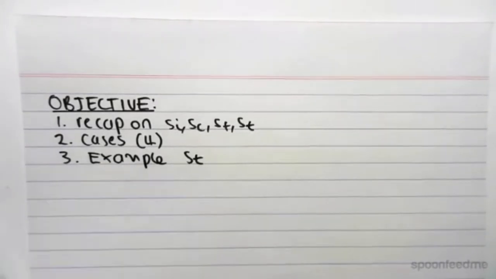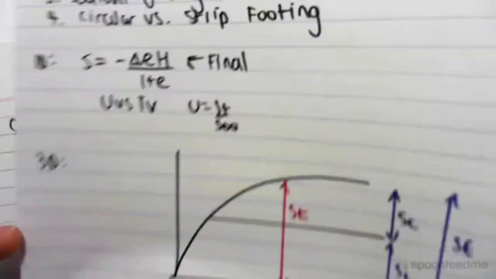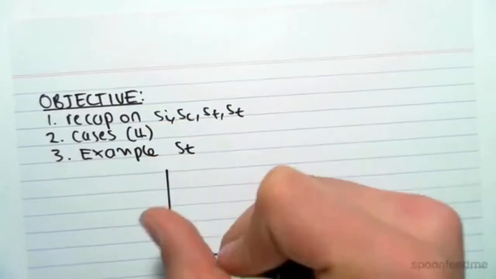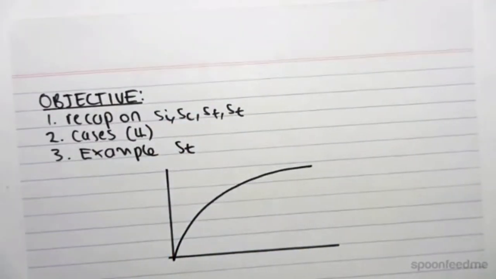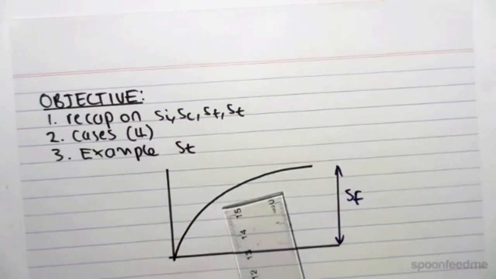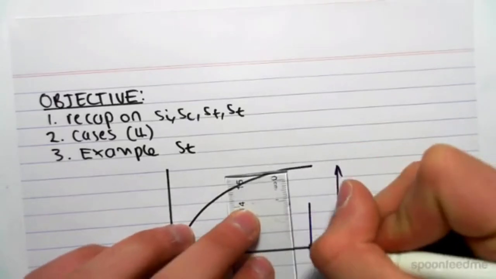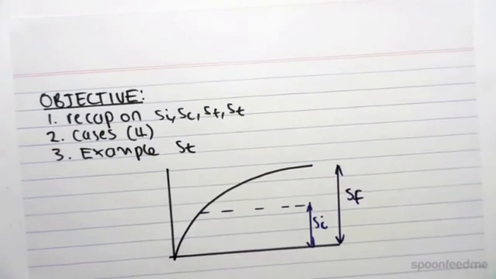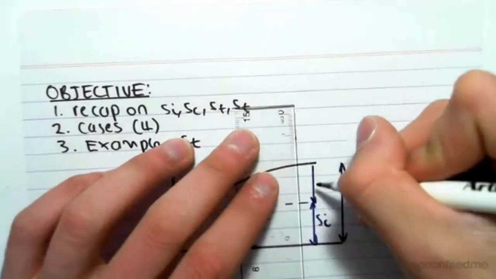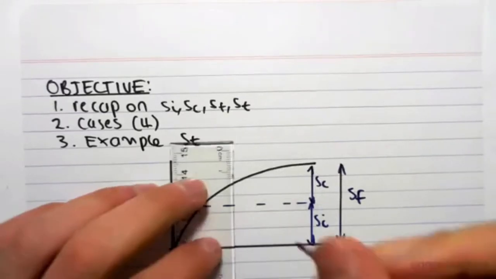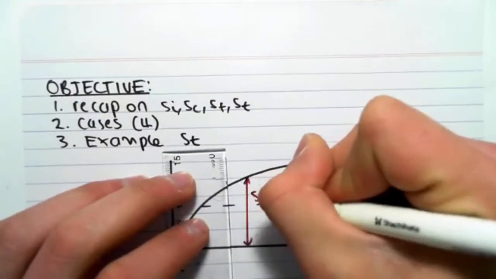So just a quick recap. In the first video we looked at this graph. I'm just quickly going to discuss it again because it is very important now. So we have the settlement against time. This value here would be the final settlement. Initially we're going to get an initial settlement, S_i, which would be there. We can also call this S_c, the consolidation settlement, which means that the settlement at any time, say the settlement at this time, we'll call S_t.